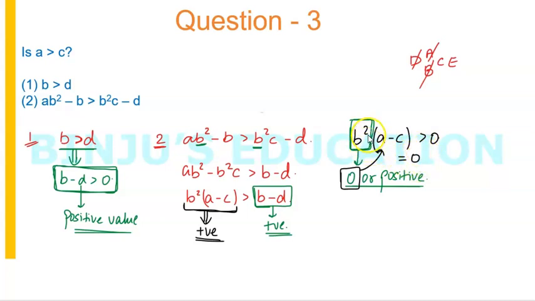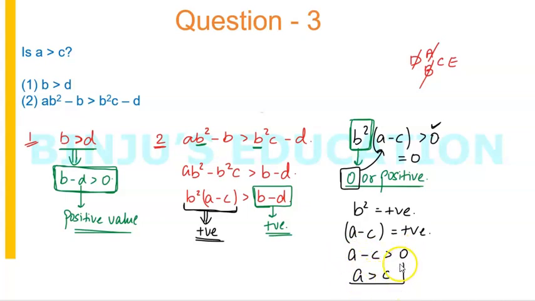However, in this case, B square into (A minus C) is greater than 0. That means B square has to be positive. So if B square is positive and the product of B square and (A minus C) is positive, that means A minus C also has to be positive, which means A minus C is greater than 0, which means A is greater than C.